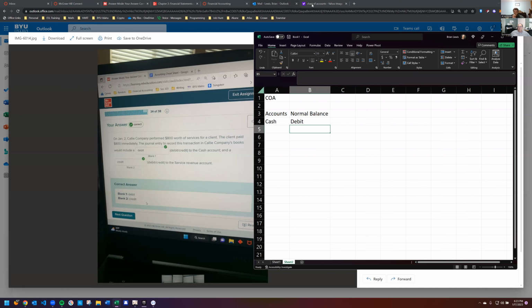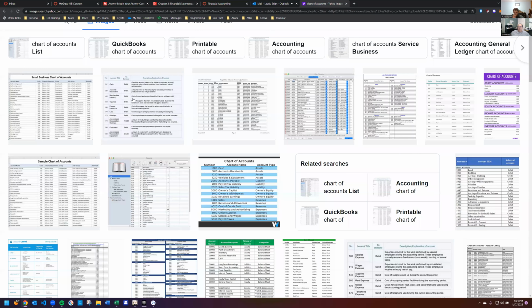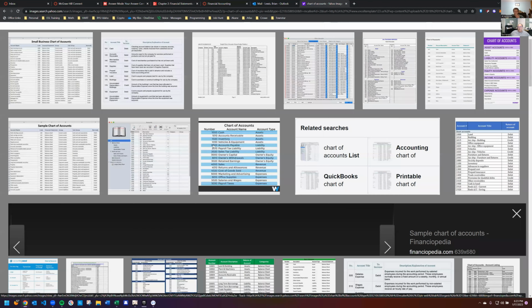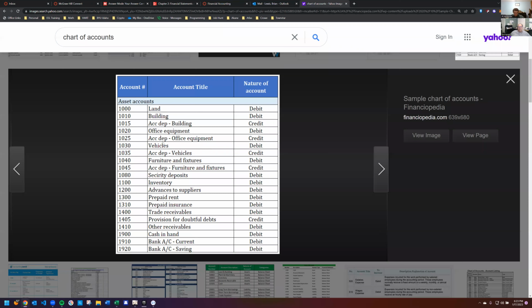Now, if I were even smarter, I'd go to a chart of accounts. I already did this, by the way. I'd go to Google and type in chart of accounts and I'd get a sample listing. And I'd find one that might be simple enough to cover everything, like this one right here. It says land, buildings, equipment, whatnot. And I have a preset chart of accounts and what they call the nature of account and the normal balance. I can just copy and paste it, and I'd be ready to go. So I never have to worry about that.